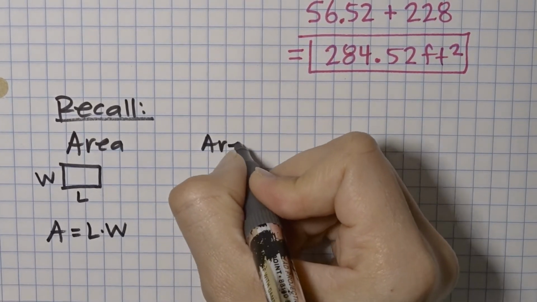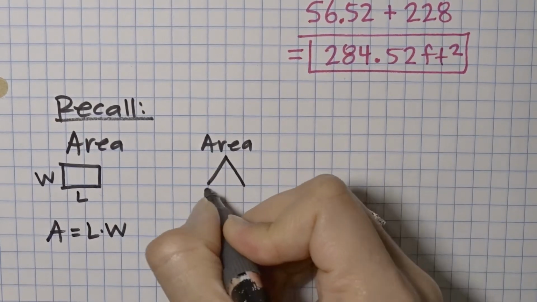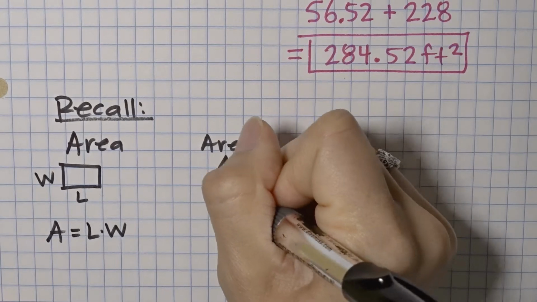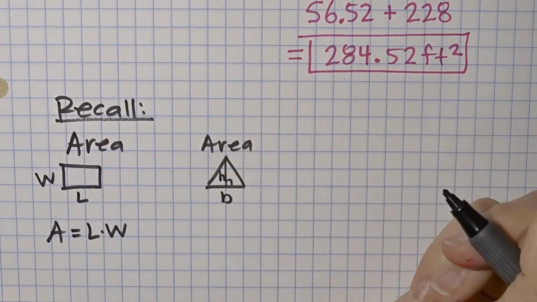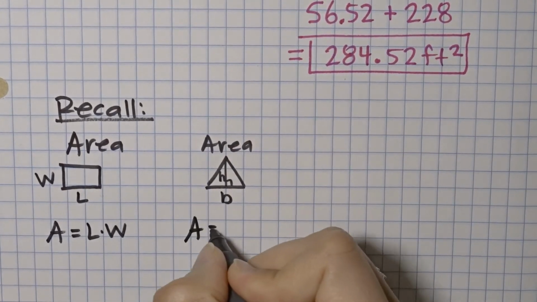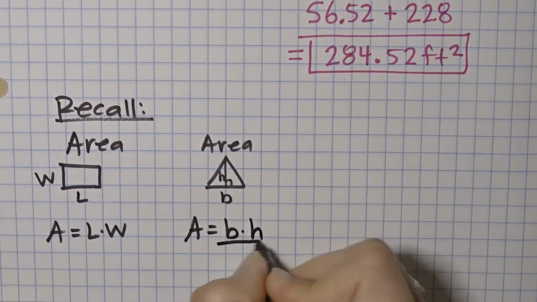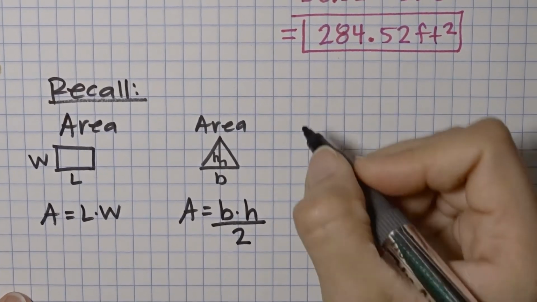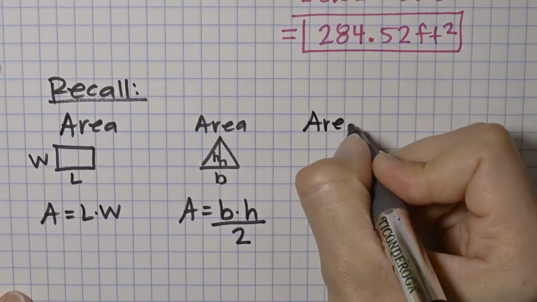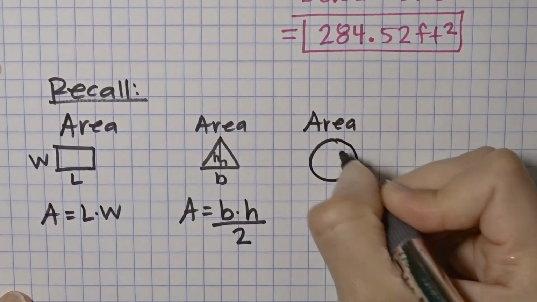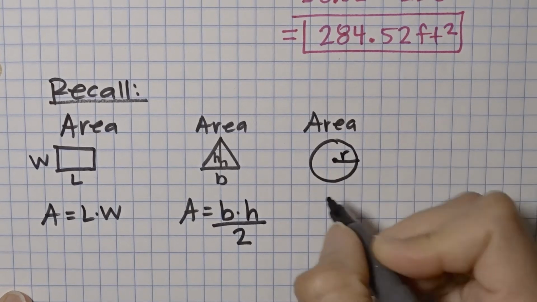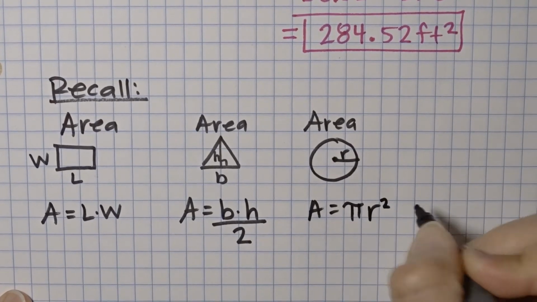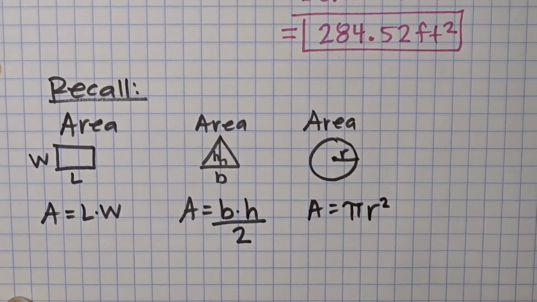Now, area of a triangle. You have your base and you have your perpendicular height. So area is going to be base times height divided by 2. And then we have the area of a circle with your radius. Area equals pi r squared. Those are the main ones.